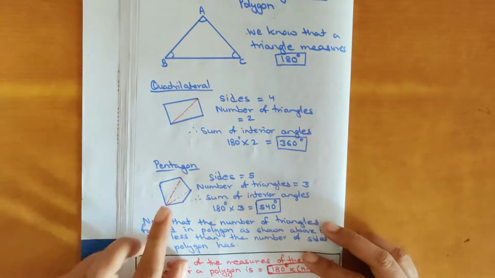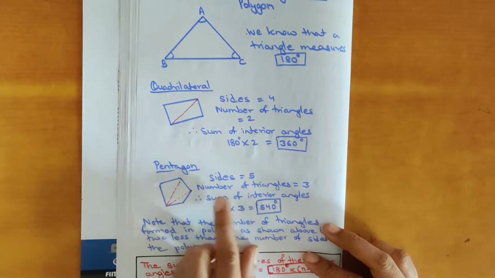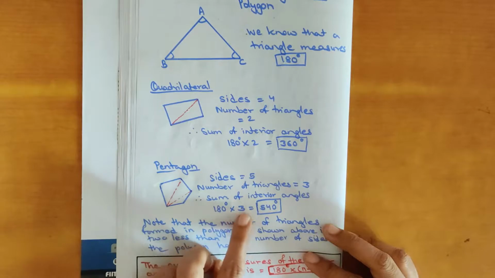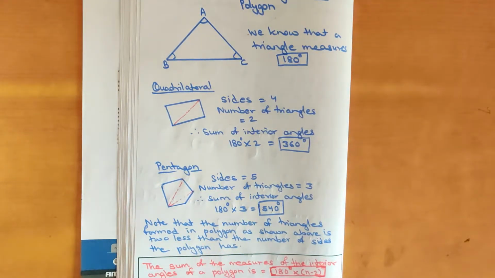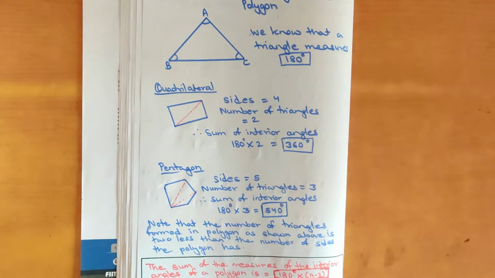Now a pentagon means it has five sides. So the number of sides is 5, and the number of triangles we got is 1, 2, 3. So 180 times 3, we will get 540 degrees. So how can we find this out? The value is given in the textbook.